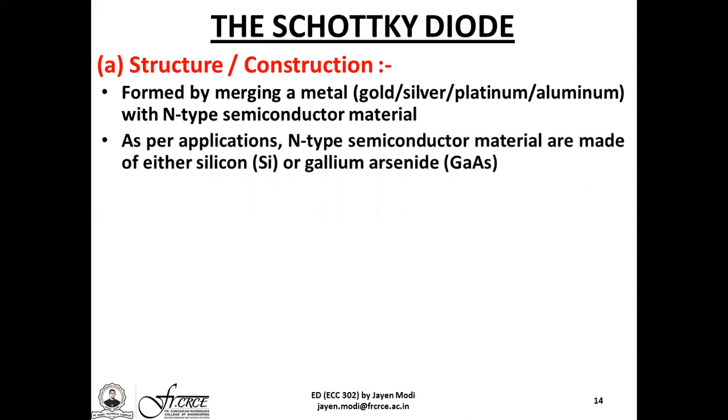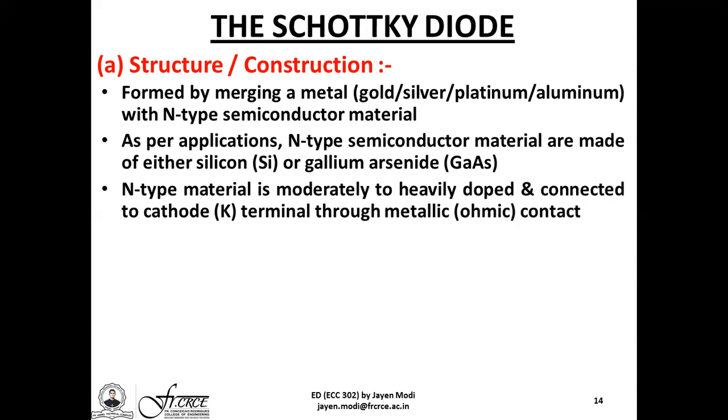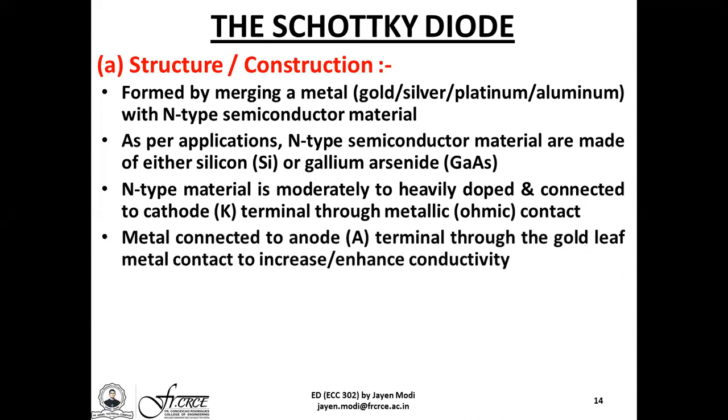As per the applications, the n-type semiconductor material can be made of either silicon or gallium arsenide. The n-type semiconductor material will be moderately to very heavily doped, and it is connected to the cathode terminal through a metallic or an ohmic contact. For these metallic or ohmic contacts, either gold or aluminum are the most preferred metals. The metal is usually connected to the anode terminal through a gold leaf so as to enhance the conductivity.